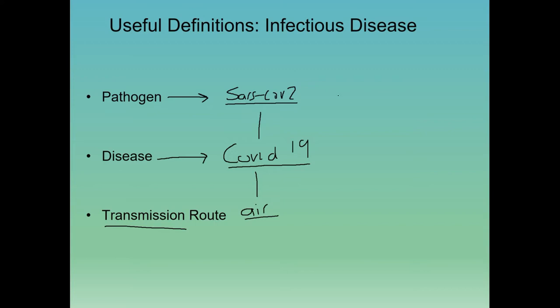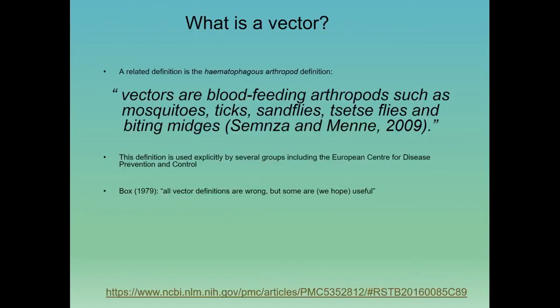Other examples may be HIV is a virus that causes the disease AIDS, acquired immune deficiency syndrome, and that transmission there is by sexual intercourse. Any other examples that I can think of off the top of my head? No, I'm going to leave it at that. You get the idea. So what we're specifically looking at in this aspect of the course is vector-borne diseases.